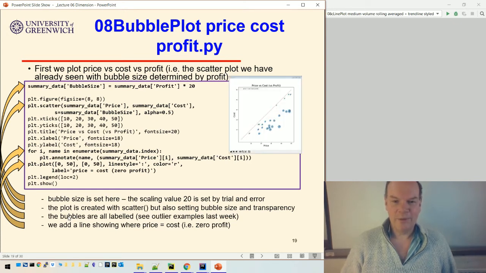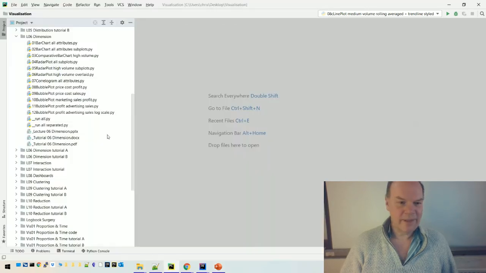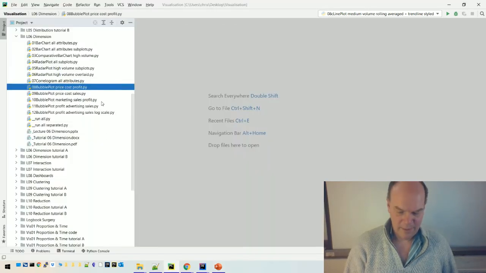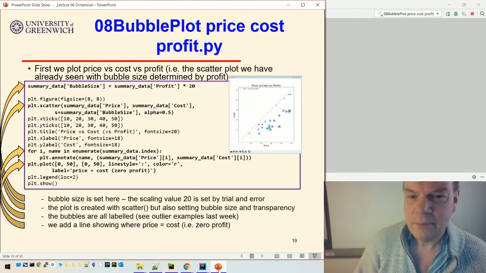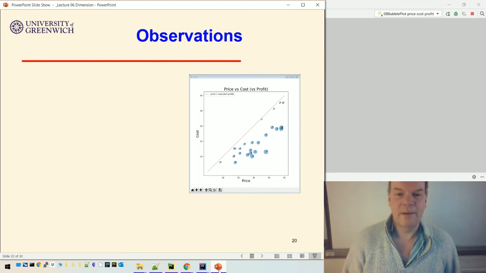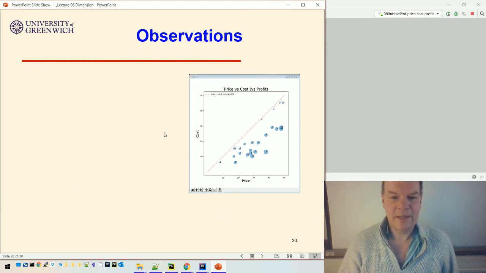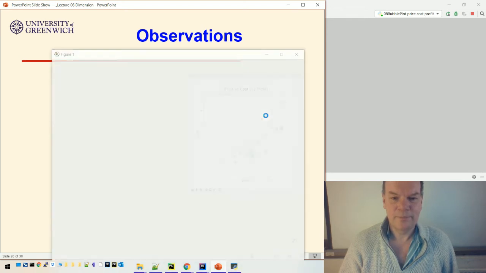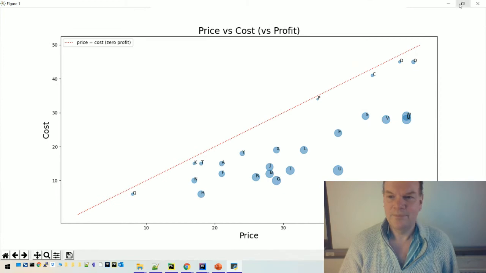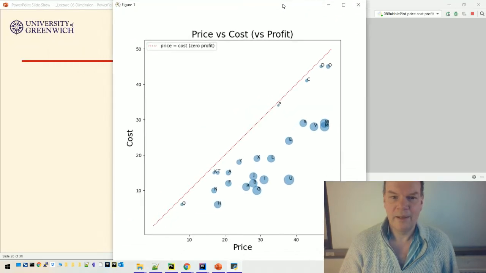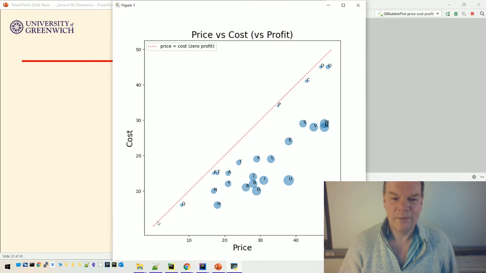And that's what you do if you run that code. Actually, I'm going to run that for real, just because it's a bit too tiny to see on the slide. That's the picture you get. So I've got this red line, there we are. That's better, isn't it? I've got this red line indicating where price equals cost. So that's just, you know, where if the price is 10, then the cost is 10, and so on.